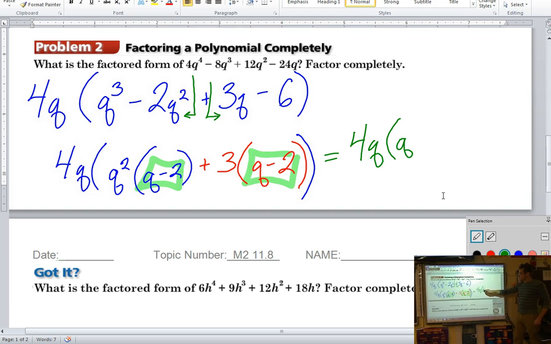So you can do whichever one you want first, q minus 2 or the q squared plus 3. Do we need double parentheses? I was about to ask you that. No, I don't think so. We talked about this last week, right? Because if you did double parentheses, then it would make sense. You'd have to look at those.